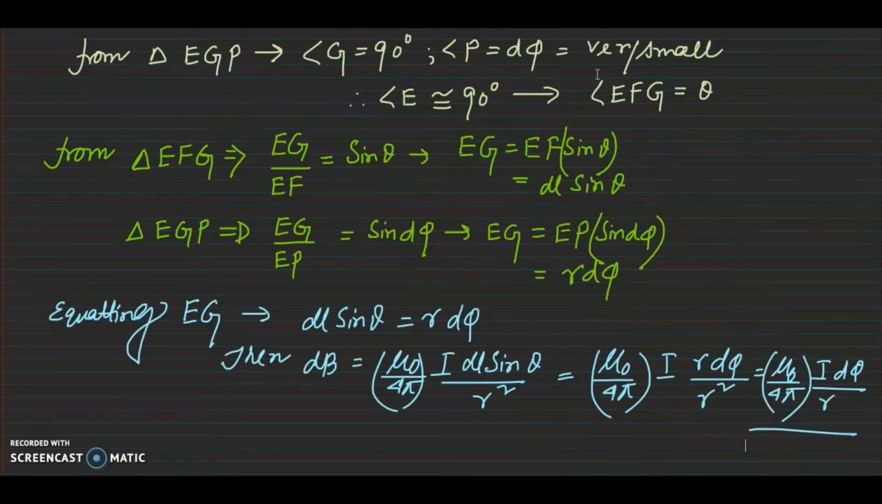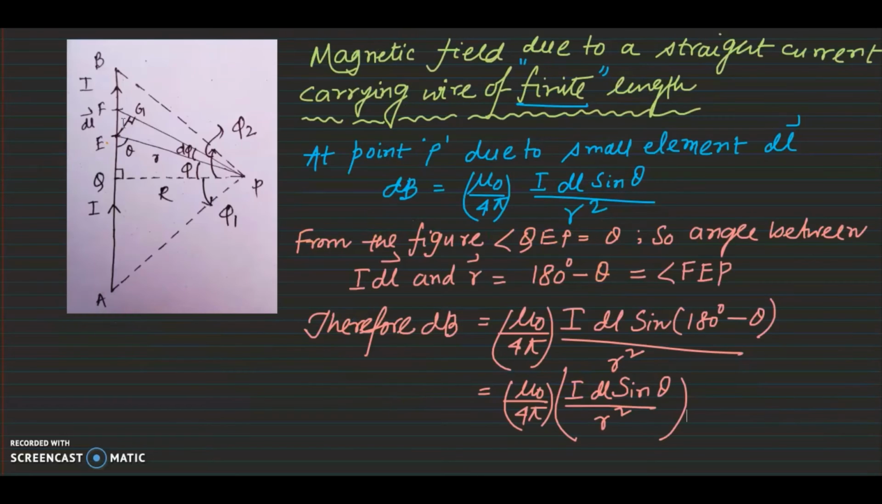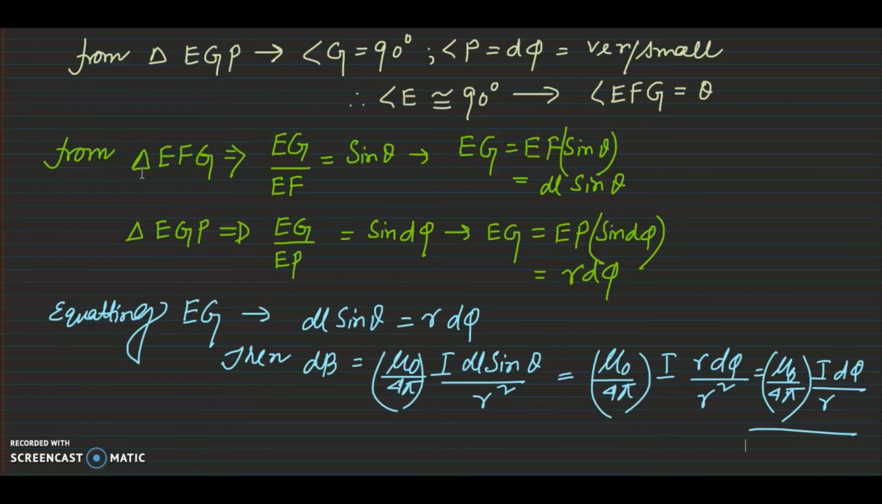So angle P is equal to d phi, which is very small, so angle E is equal to 90 degrees. You can consider this angle, angle DFE, also as theta. Now this is just a simple calculation of triangle EGP. EG by EF is equal to sine theta. You can see from this figure.